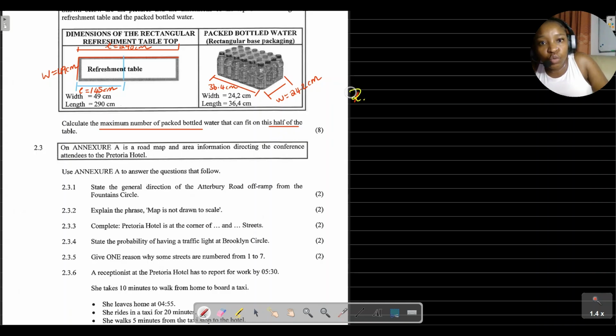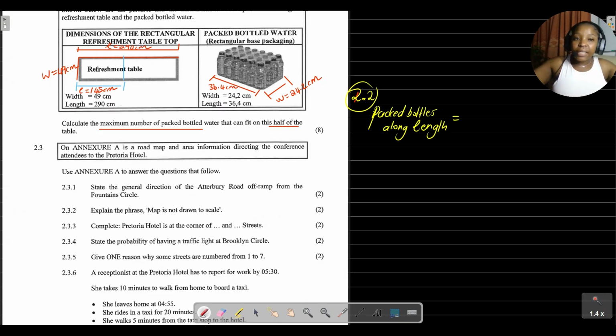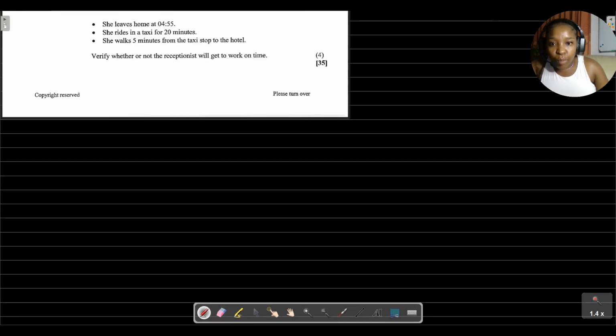So this is question 2.2. We're just going to say packed bottles along length. That's the first thing that we want to start off with. So how many bottles can we fit along the length of this table? We're going to take the length of this table, which is 145 centimeters, and we're going to divide by the length of these bottles.